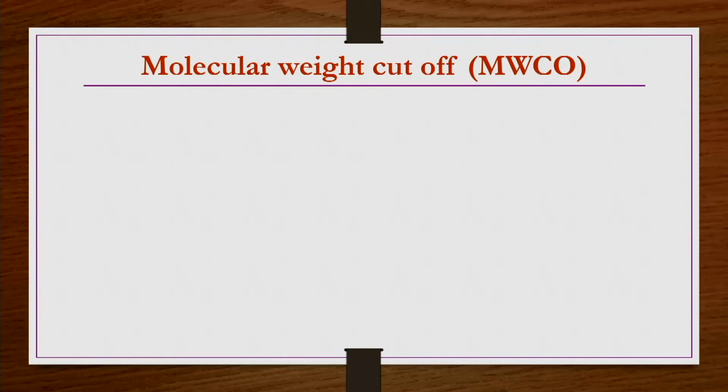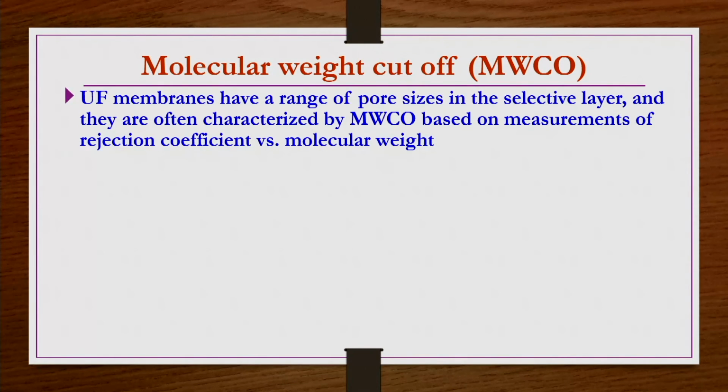Then molecular weight cutoff is one way of characterizing the membrane, which gives a clear idea or a priori information about the performance of the prepared membranes. Ultrafiltration membranes have a range of pore sizes in the selective layer, and they are often characterized by this molecular weight cutoff, based on measurements of rejection coefficient versus molecular weight.